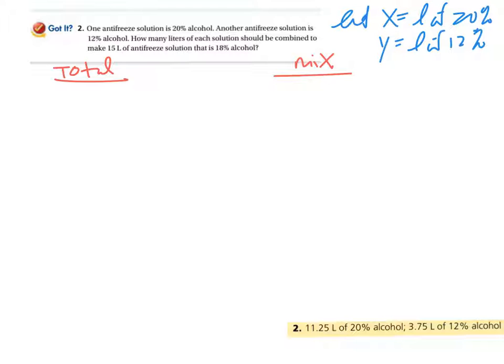Okay? So we say that we have the number of the liters of X, right? That's 20%. Plus the liters of Y, that's the 12%, is going to be 15 total liters. So the total equation is usually the simpler one. Then the mixture equation, that's where you tack on the percents in decimal form to the X and the Y. And then the percent to the total at the end.